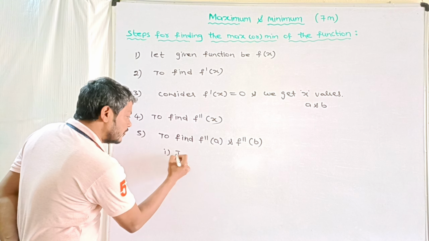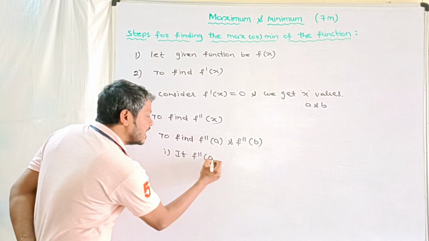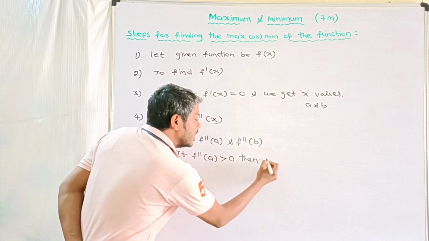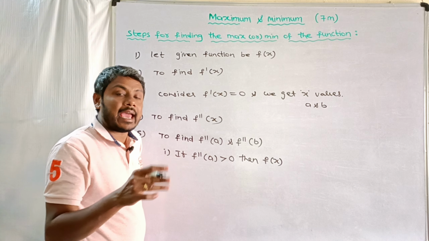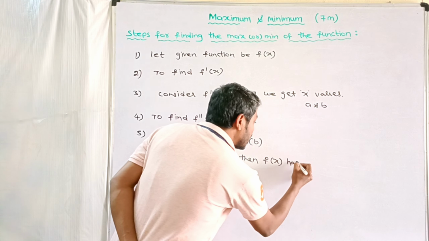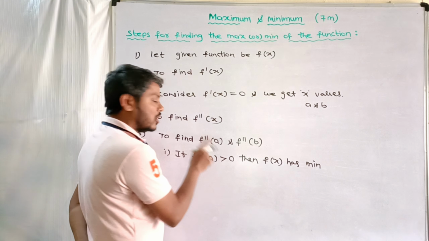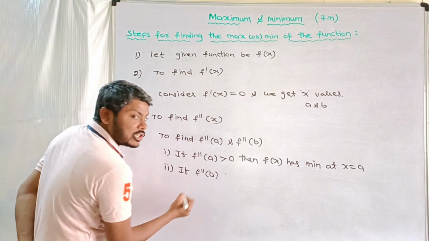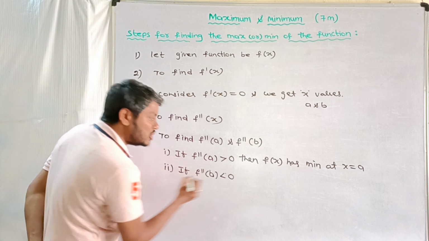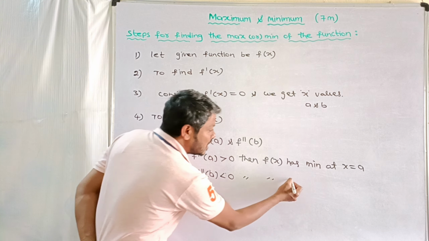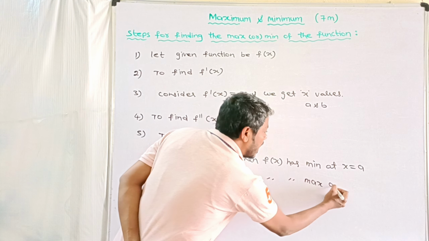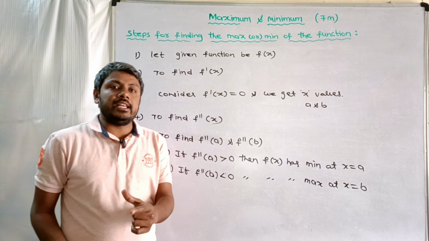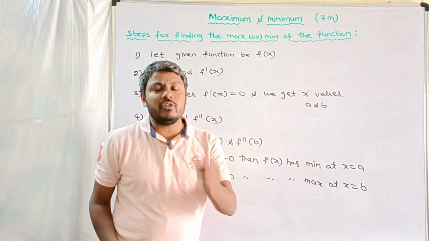Here, if f double dash of a is greater than 0, then we can say that f of x, the given function, has a minimum at the point x equal to a. And second, if f double dash of b is less than 0, then the given function has a maximum at x equals b. So these are the 5 steps for finding the maximum or minimum of the given function.